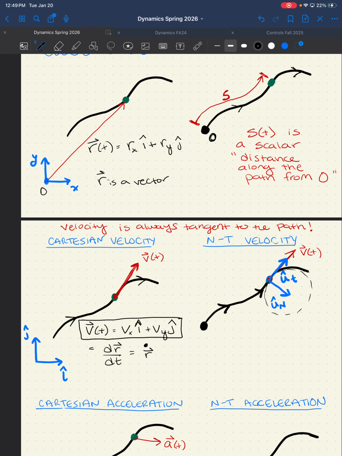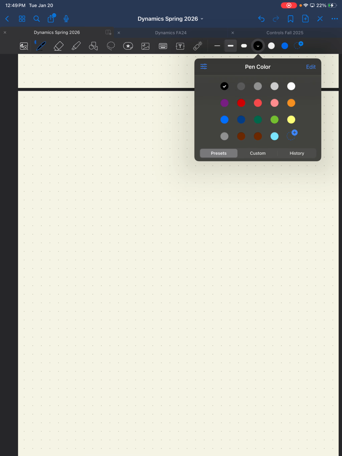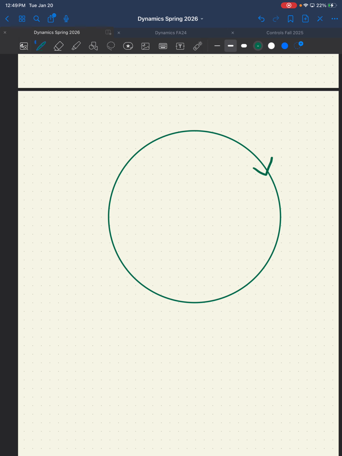Let's talk about a very, very simple curve. Let's say you're in your car and you're doing donuts. Let's say this is the path you're traveling on. The radius of curvature of that path at any point is just the radius of that circle. Okay? Very, very simple for a perfectly circular path. But for a path that is not perfectly circular, it gets a little bit weird.